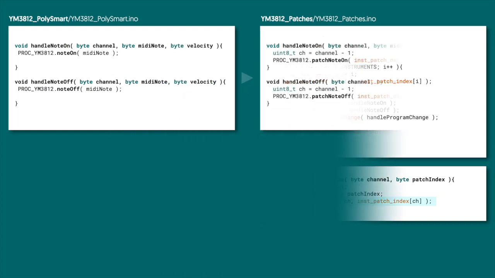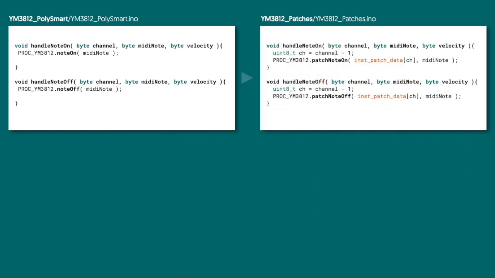Okay, final change. We have to tweak our note on and off handler functions. Because we replaced the note on and off functions in the YM3812 library with that patch note on and patch note off, now we have to pass a patch along with the MIDI note whenever we play a note. It's no big deal because we have all the patch information stored in our inst_patch_data array. So we just pass the entry associated with the channel, and we're good to go.